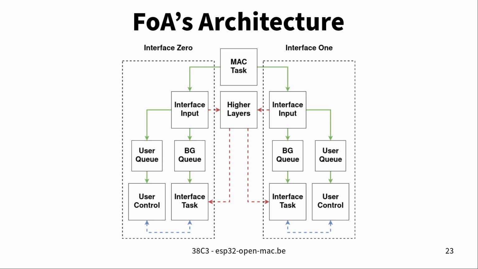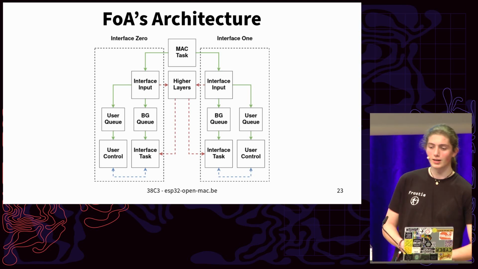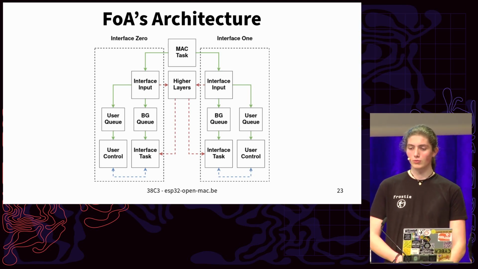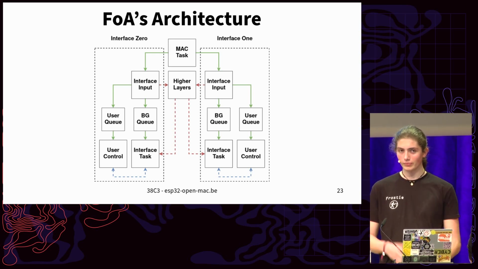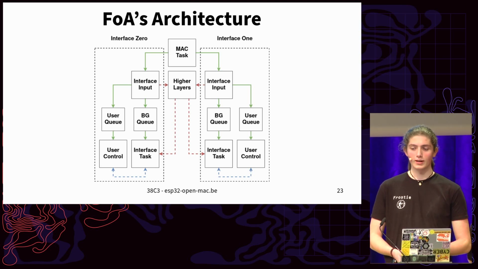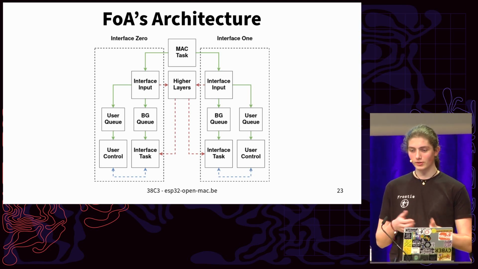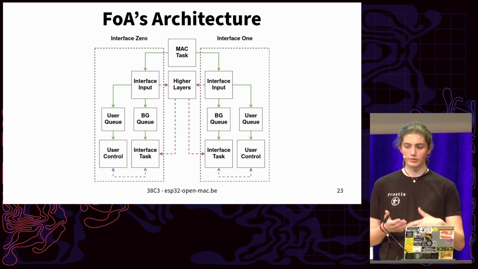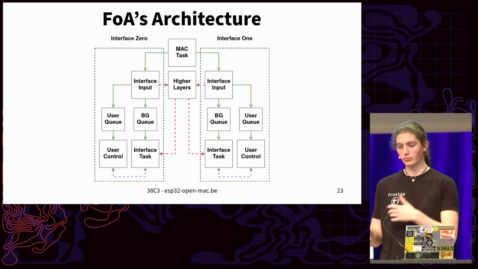It's mirrored down the middle because the hardware has two sets of these receive filters, so it can look for frames from two addresses. So we basically have two virtual interfaces. And in the background, we have the MAC task that's always running, and it will receive every frame the hardware receives. And then take a look, is it for interface 0 or interface 1? If it's for interface 0, it will go to the interface input of interface 0, otherwise to interface 1.